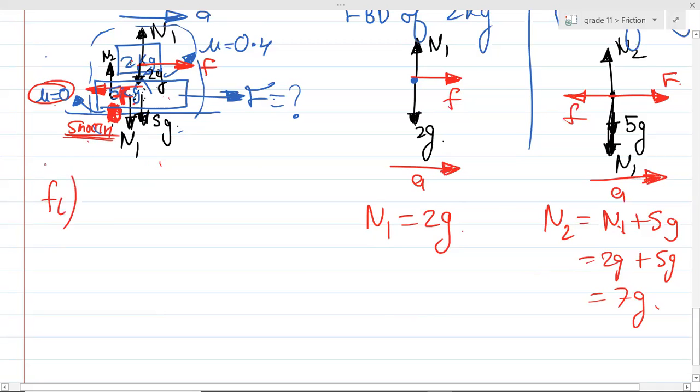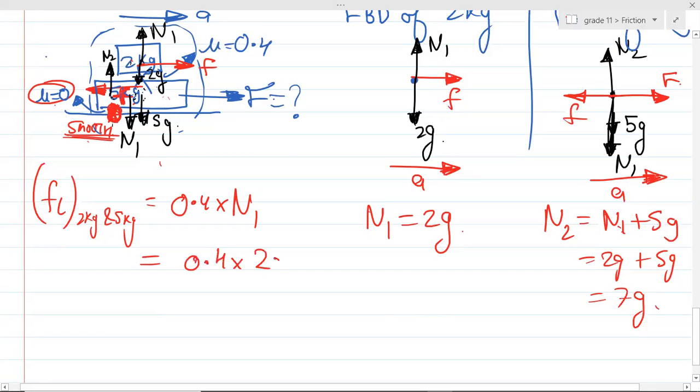Now, can anyone tell me what is the limiting friction between 2 kg and 5 kg? What is the limiting friction's value between 2 kg and 5 kg? Is it mu multiplied by N1? Why are you talking about N1? Because what is the normal reaction between 2 kg and 5 kg? Is it N1 or N2? N1, right? So this will be equal to 0.4 multiplied by 2g, which is 8 Newton. So basically this is the value of limiting friction between 2 kg and 5 kg.